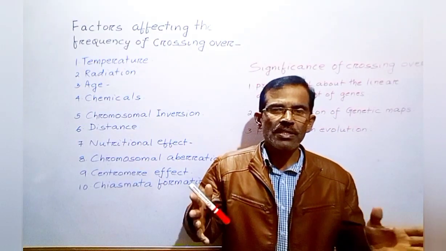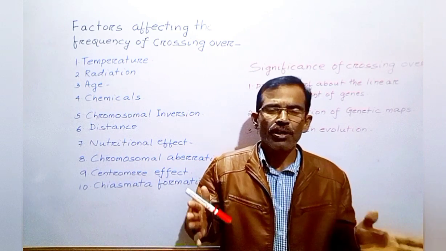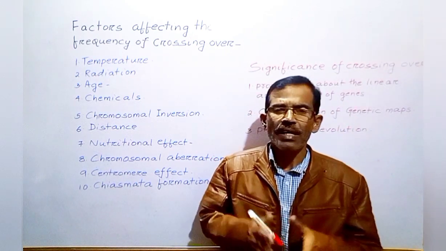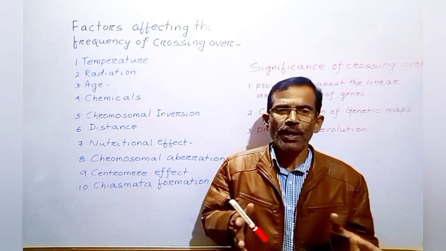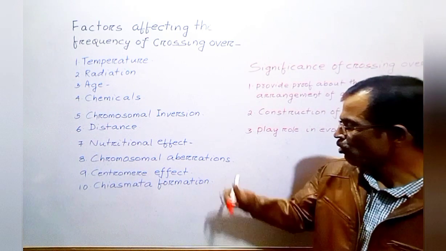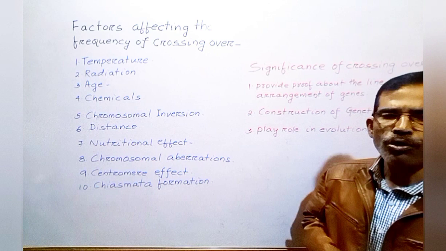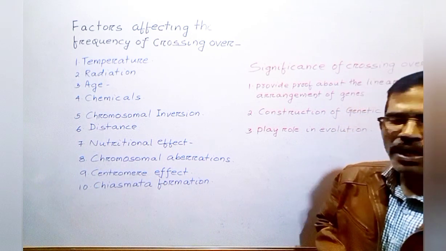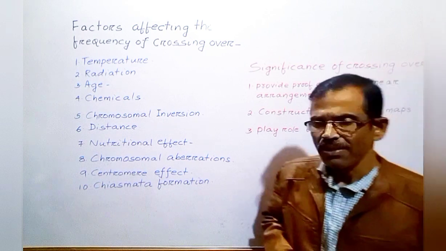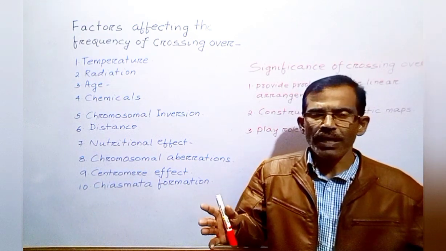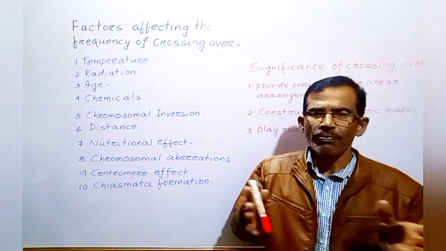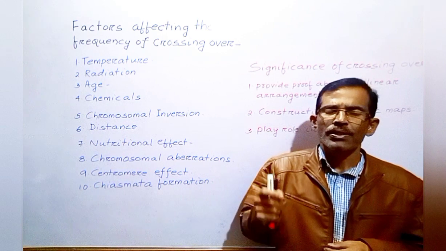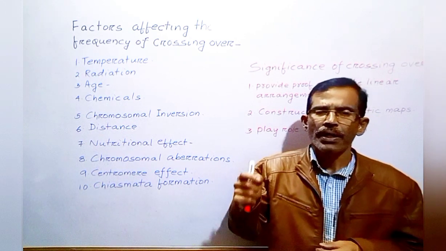In addition, concentration of metallic cations such as calcium and magnesium also affects the frequency of crossing over. It has been found that high concentration of calcium in diet suppresses crossing over. Next factor is chromosomal aberration. Structural changes in chromosomes lead to a change in the order of arrangement of genes. Such changes also suppress the frequency of crossing over between genes. In addition, the genes which are located near the centromere exhibit a lower frequency of crossing over. Finally, formation of a chiasma at a point suppresses the formation of another chiasma in its vicinity.